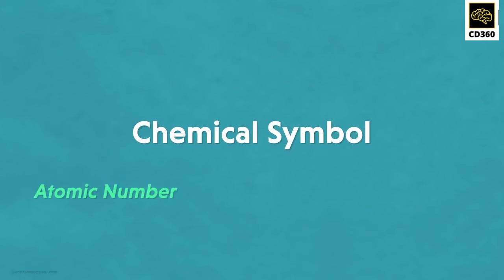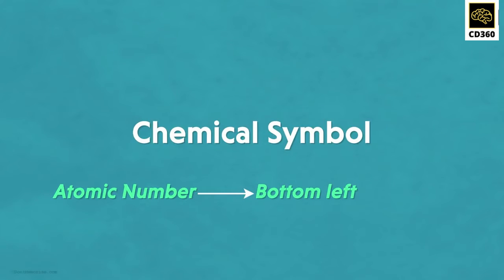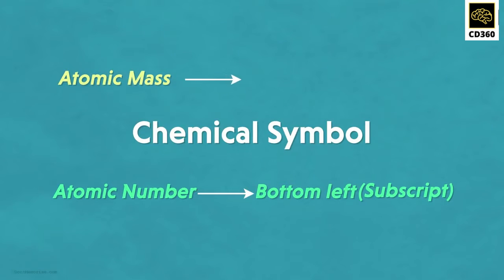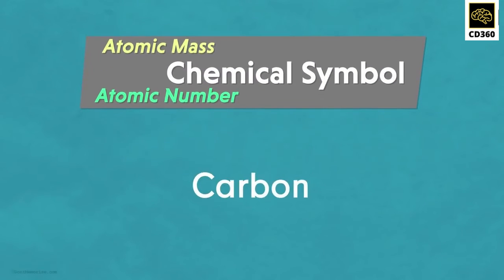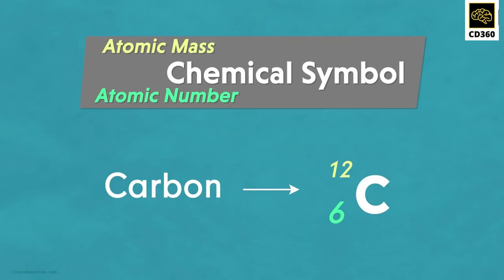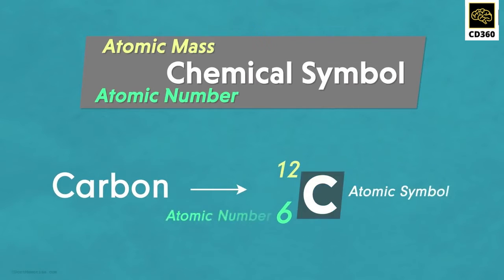Is there a specific way for representing it? Yes. The chemical symbol of the element is written with atomic number at its bottom on the left side, that is in subscript. On the other hand, the atomic mass is written on the top left side in superscript. Something like this: the symbol of the element, its atomic number and its atomic mass. Now, how do we represent a simple element like carbon? That's right, something like this. The atomic symbol, that is C, followed by the atomic number 6 and atomic mass 12 at the respective places.